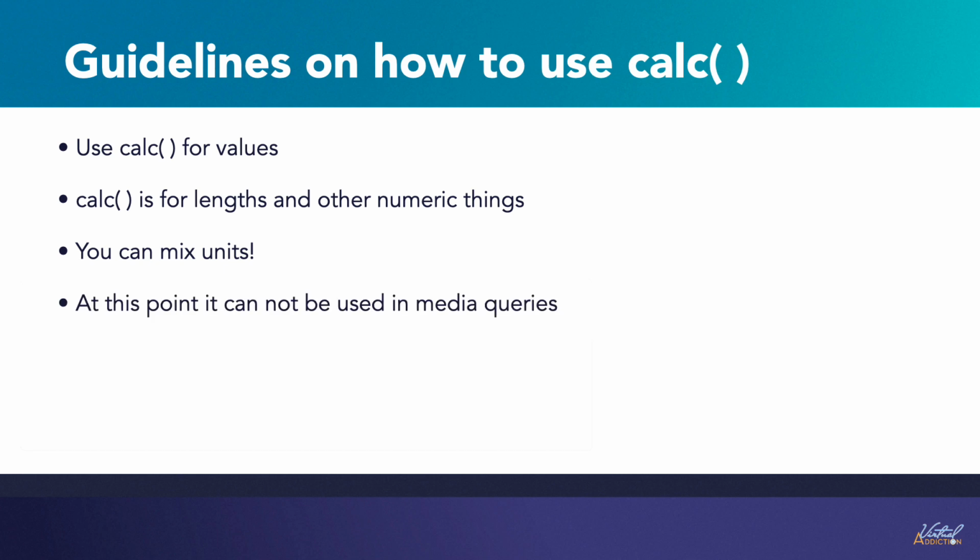At this point, you're not able to use calc inside of media queries. So when you're setting something like a min width, it would be great if you could use calc to calculate the actual value, but sadly that does not work yet. Hopefully that's something that they'll add into the specification in the future.